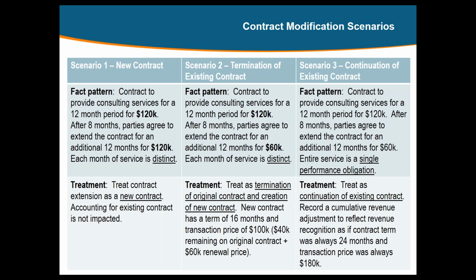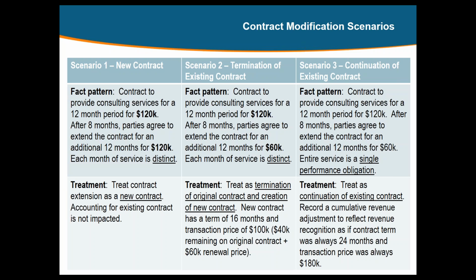So what that means is, when there is this modification, you just treat it as a continuation of the existing contract. Working through the numbers again, through 8 months, the entity would have recognized $80,000 of revenue. At the point of the modification, you say this should really be viewed as a 24-month contract with a $180,000 transaction price. So if you were always following that treatment, it would be $7,500 of revenue that would have been recognized each month.